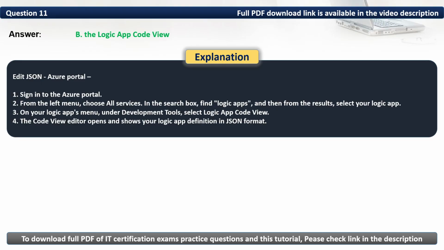First, sign into Azure portal. Then, from the left menu, choose all services. In the search box, find logic apps, and then from the results, select your logic app. Then, on your logic apps menu, under development tools, select logic app code view. The code view editor opens and shows your logic app definition in JSON format.